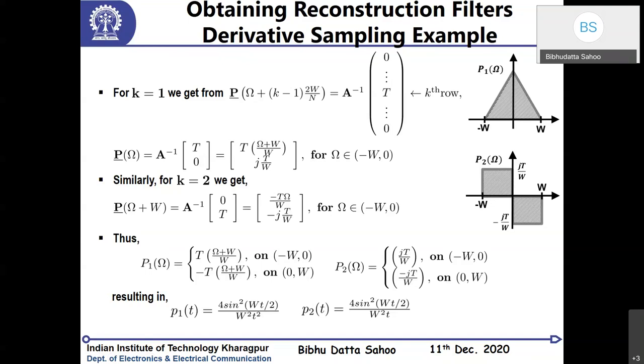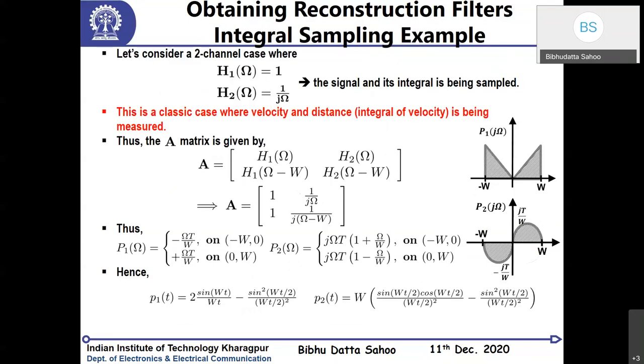Now, similarly, if I go for another sampling where I take the signal and H2(omega) is the integral of the signal.